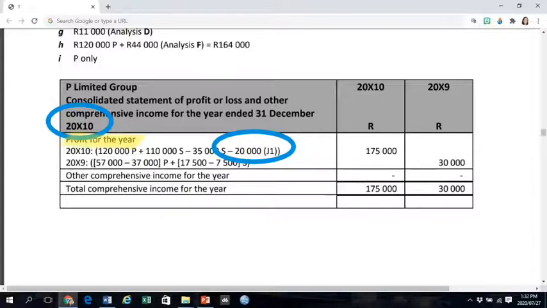Typically, that 20,000 Rand would have been adjusted for in the line other expenses, were you able to do a detailed statement of profit and loss.